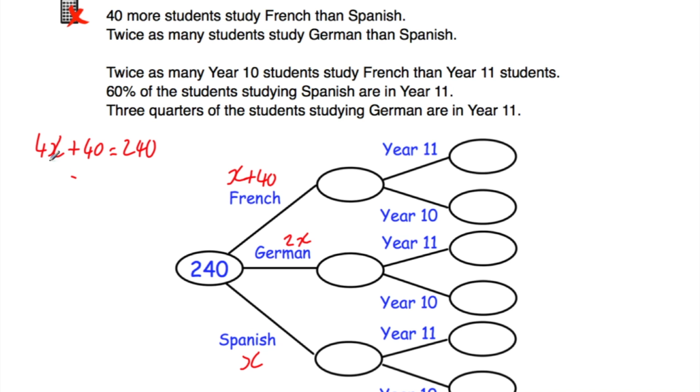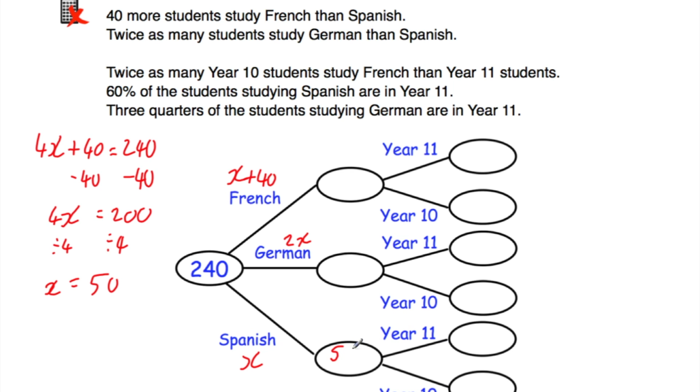Now let's solve our equation. We want the x on its own, so we want to get rid of this plus 40, and then get rid of this multiplied by 4. So let's take away 40 from both sides. On the left we had 4x plus 40, taking away the 40 leaves us with 4x, and on the right, 240 take away 40 is 200. Now 4 times the number is 200, so let's divide by 4 on both sides. 4x divided by 4 is x, and 200 divided by 4 is equal to 50.